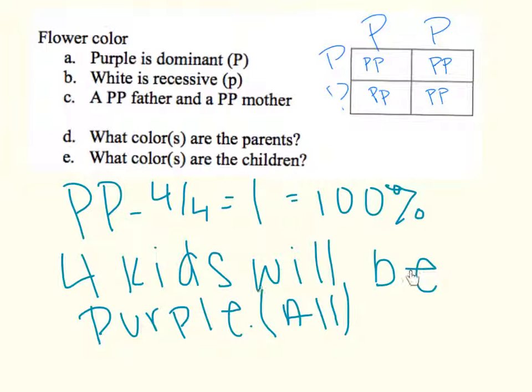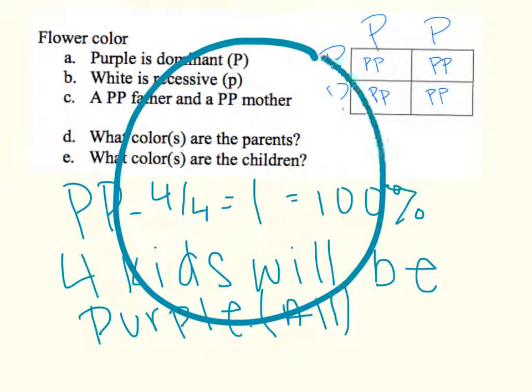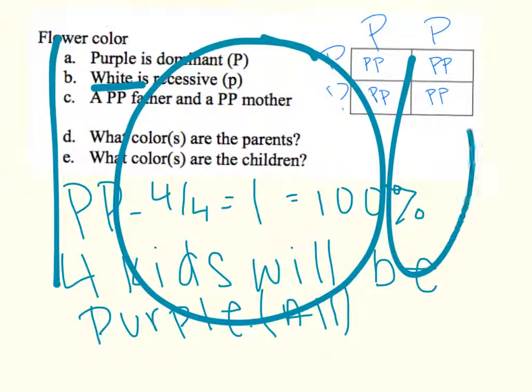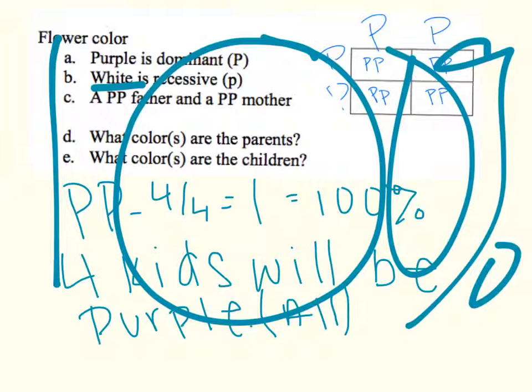Four kids will be purple, which is all of them. So that means zero of them will turn out to be any other color, and another zero kids will turn out to be white. And so they're all 100% going to be purple.